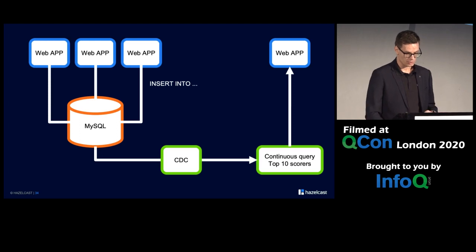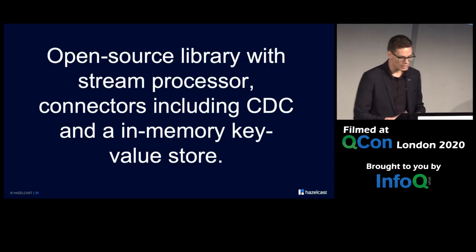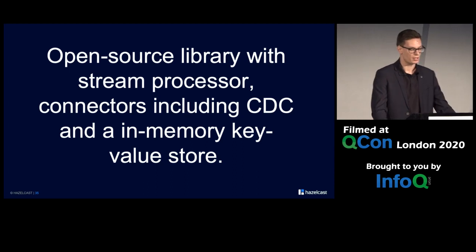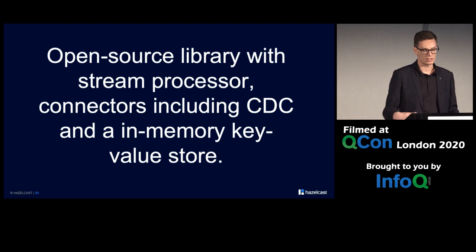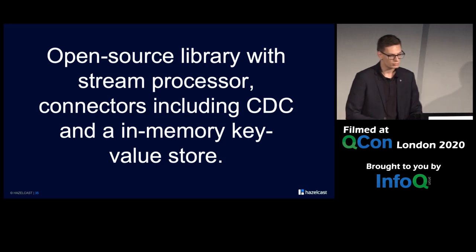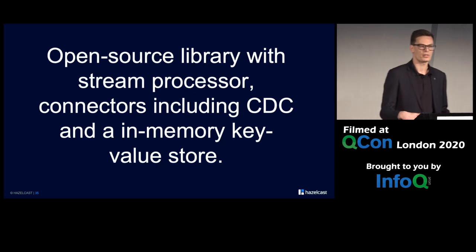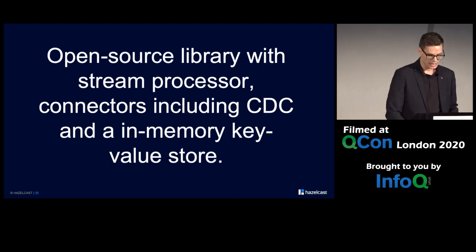I will show you code briefly. Before I do that, I will quickly introduce the tooling that I'm using for that. What I use for that is our stream processing thing called Hazelcast Jet. So the API I will be showing is the API of Hazelcast Jet. It's basically the open source stream processor that comes with connectors, including CDC. And it also contains an in-memory key value store. We'll use all three components, therefore I'm mentioning that.